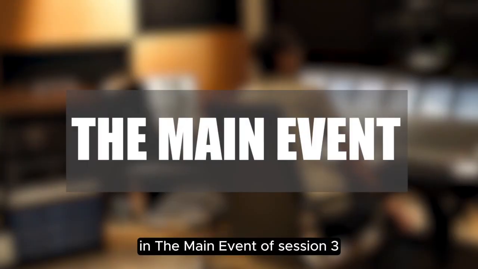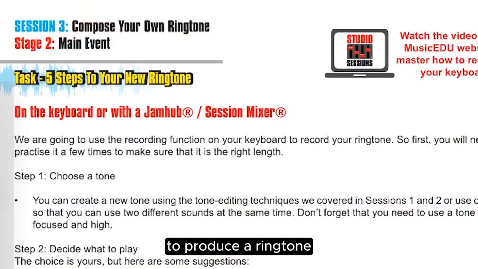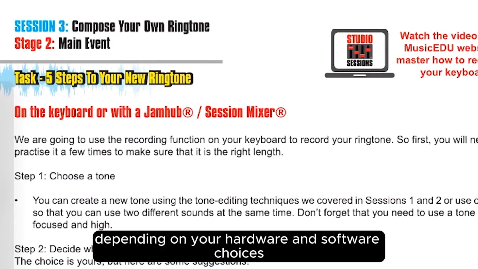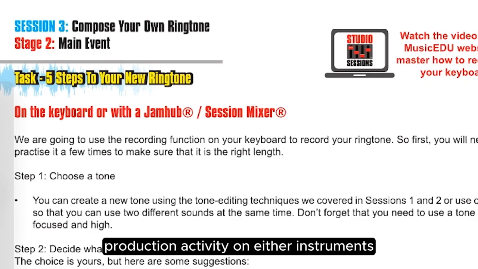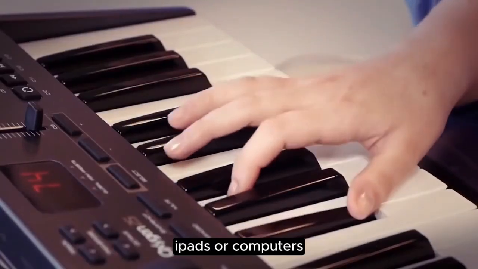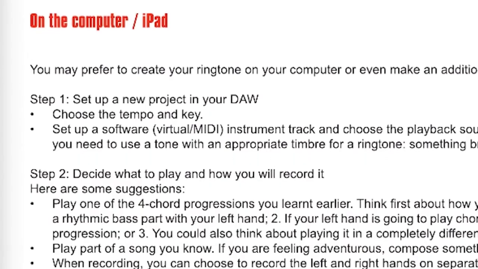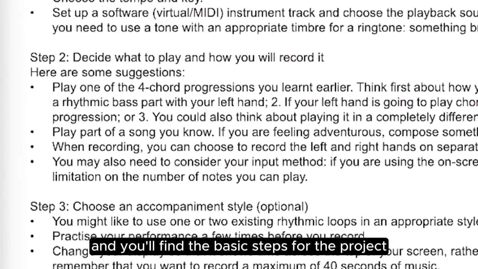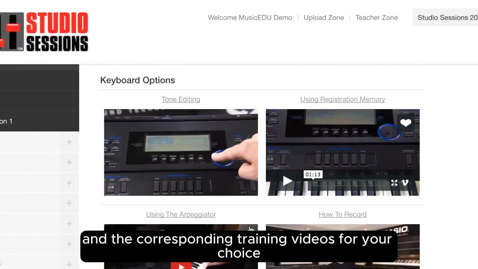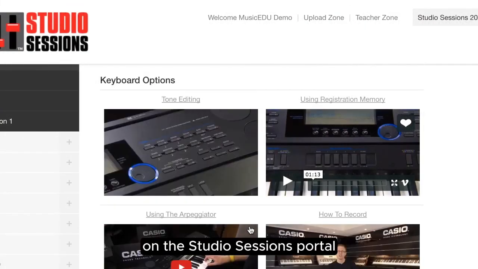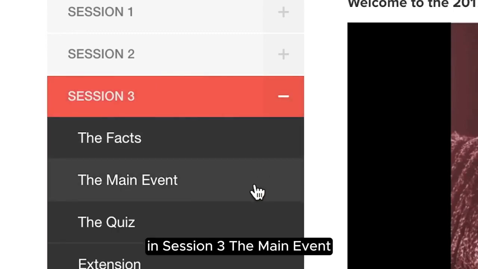In the main event of Session 3, students continue the role of a music producer to produce a ringtone. Depending on your hardware and software choices, you'll be able to undertake the main event production activity on either instruments, iPads, or computers. And you'll find the basic steps for the project in your Studio Sessions workbook and the corresponding training videos for your choice on the Studio Sessions portal in Session 3, the main event.